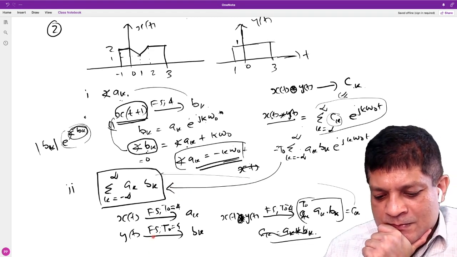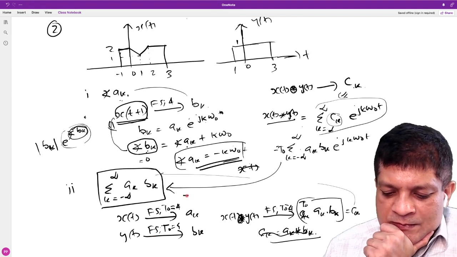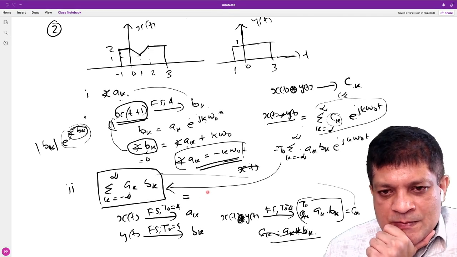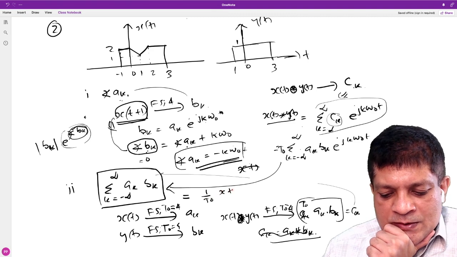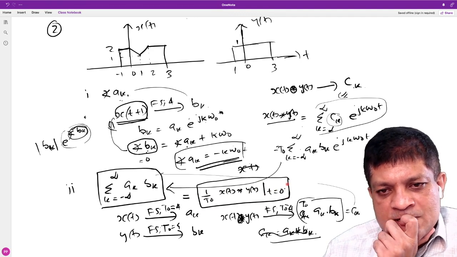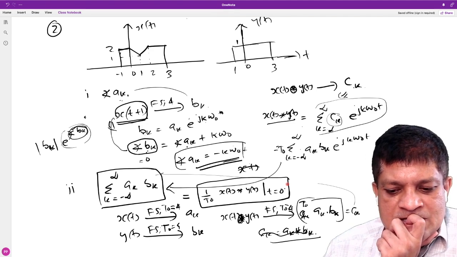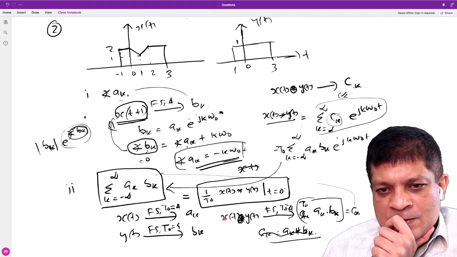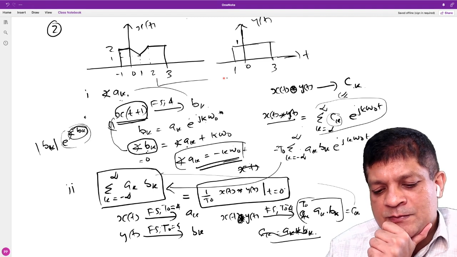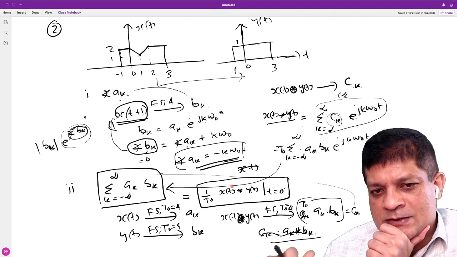Now, how is it related? The value at t equal to 0. So can we write this in terms of x(t) and y(t)? Is it 1 by T naught times x(t) convolution y(t) at t equal to 0? Yes, sir. Tell me, what is this convolution? You don't even need pen and paper to solve that. From this figure, without doing anything, you can find the answer. Tell me the answer.